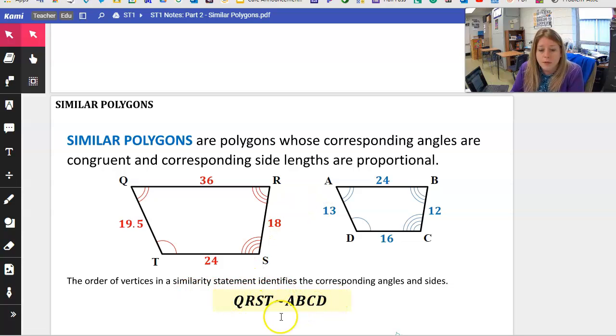This symbol is the similar symbol. It's located over by the Q on your keyboard if you need it. So QRST is similar to ABCD. This works just like triangles did, where the Q goes with the A, the R goes with the B, the S goes with the C, and the T goes with the D. Those are the corresponding angles.